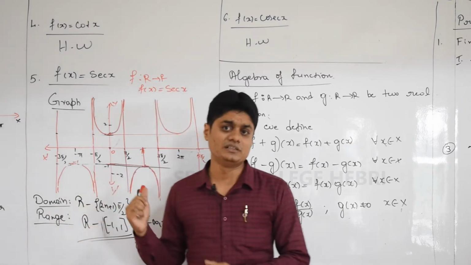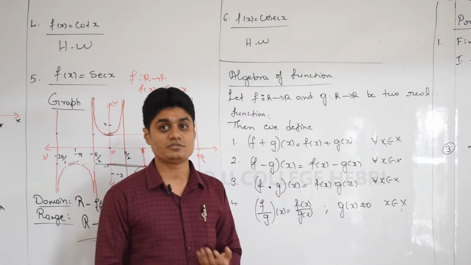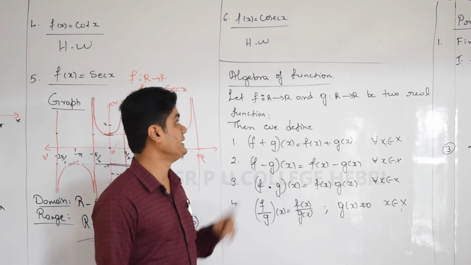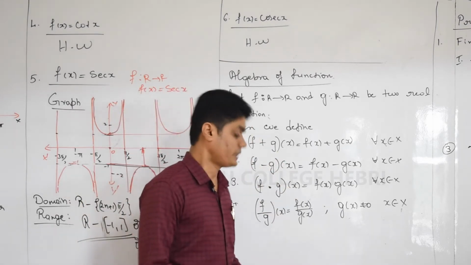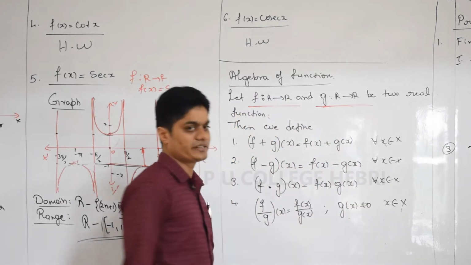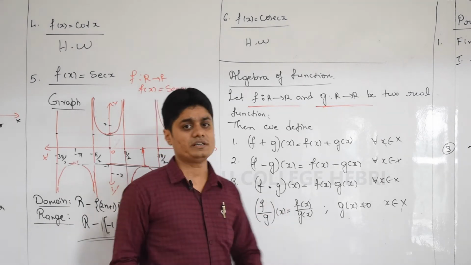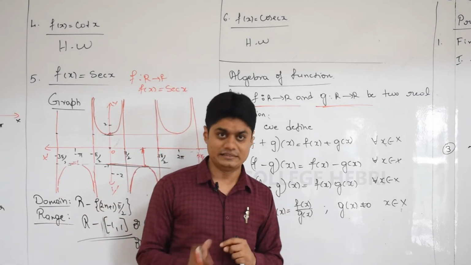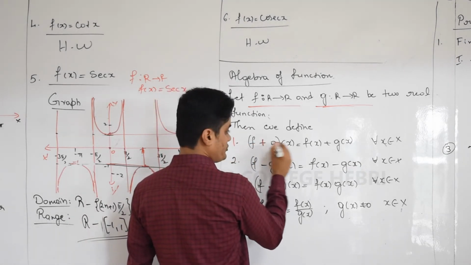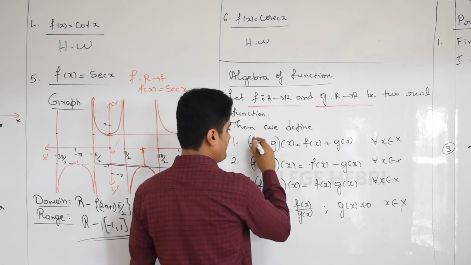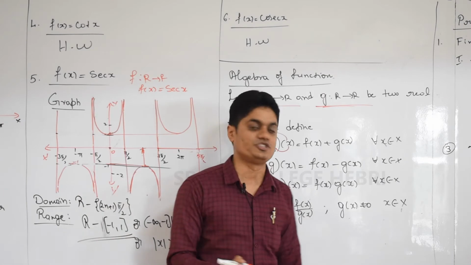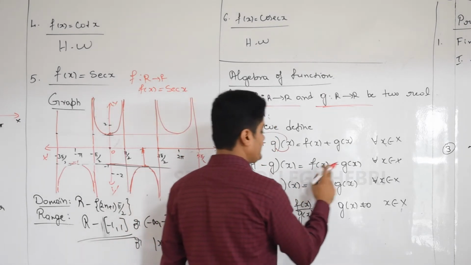So here we learned different types of function, and now we are going to learn how functions work with the basic operations, under the heading algebra of functions. Consider two functions f from R to R and g from R to R, two real valued functions, meaning both domain and codomain are real. Nothing special. If you want to add two functions, f plus g of x is defined as f of x plus g of x. Similarly, f minus g of x is defined as f of x minus g of x.